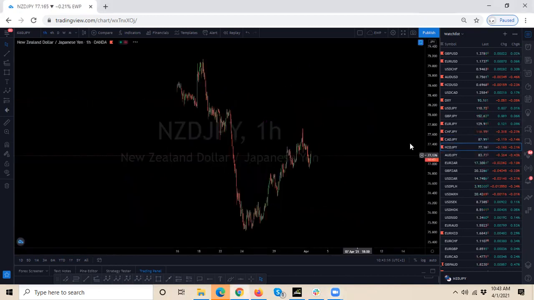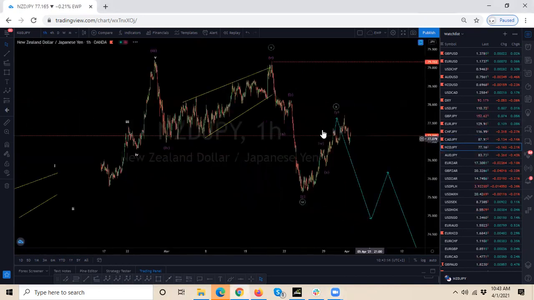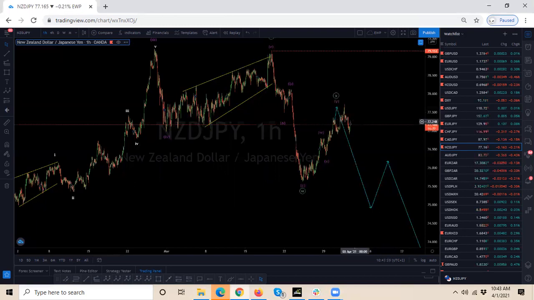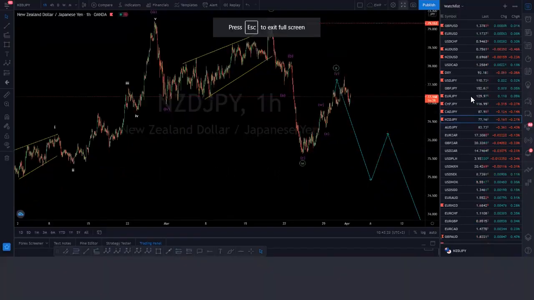New Zealand yen, expecting for this move to the downside here, but it needs to be confirmed. If you get this impulsive move like this and then you get a correction, then you can look to trade this one to the downside. Where will you be taking it to? You'll be taking it around this area here.